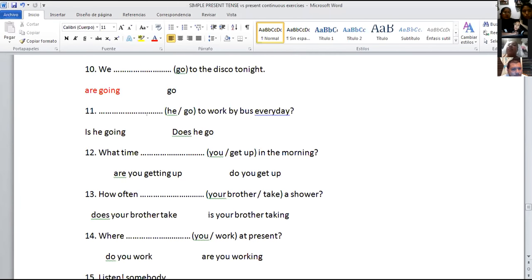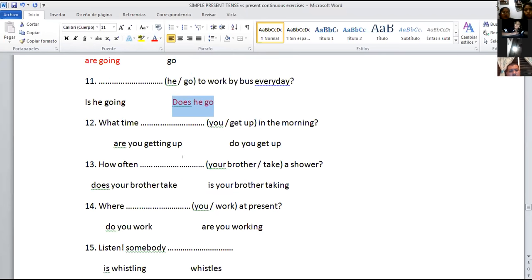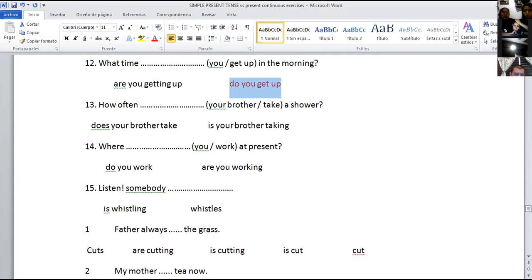Does he go to work by bus every day? So the answer is, does he go? Okay, very good, very good. Next, Vladimir. What time are you getting up in the morning? Or do you get up? Because this in the morning is like every morning. It has to be what time? Do you get up in the morning, right? What time do you get up in the morning? Okay, it's something that is usual.